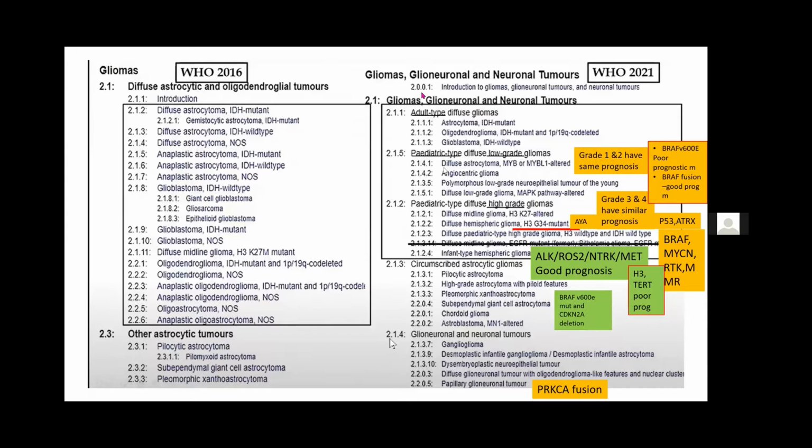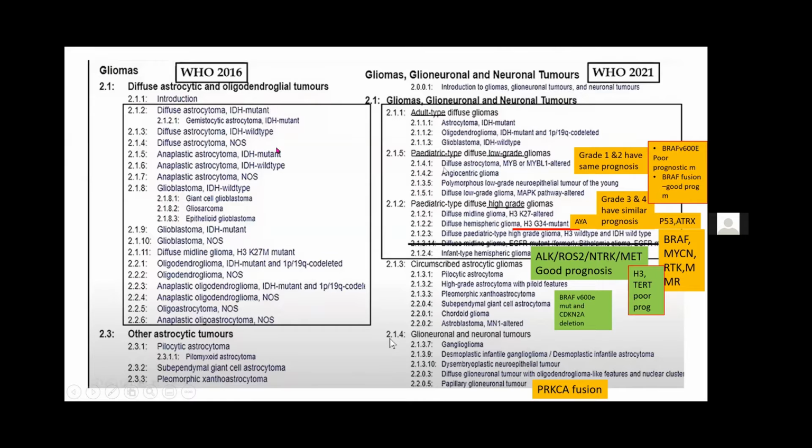So, what are the major changes that have occurred in the new WHO 2021 versus WHO 2016? In the category of gliomas and glioneuronal tumors, the major change, as you can see from this table, is that earlier the group of gliomas was huge, around 15 types and subtypes, which were all graded differently, and they all had their molecular characteristics that were needed.